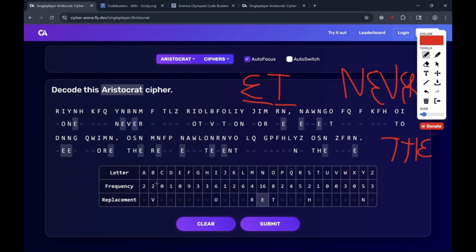Next, what can we go for next? We can see that the letter F is really common. It appears 9 times.